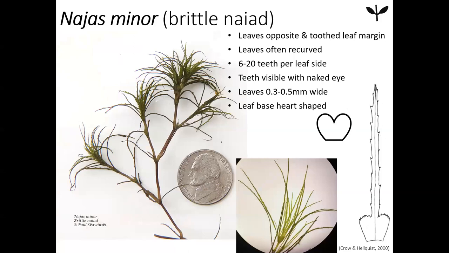Next. And now we have Naias minor, or brittle naiad. This is a prohibited species in Wisconsin. The leaves are opposite with a toothed leaf margin.